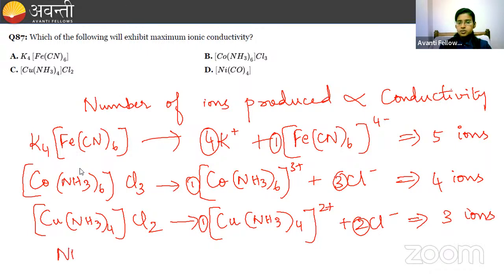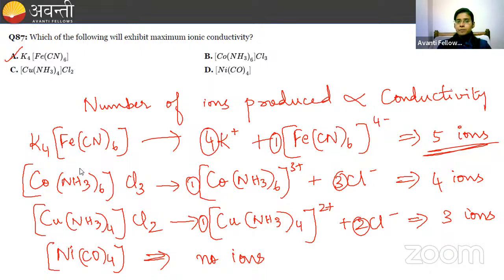Whereas in case of option D, nickel tetracarbonyl, there is no formation of any cation or anion, so no ions are produced. It is a neutral complex. So if you see the observation, option A has more number of ions, so it has the maximum ionic conductivity. So option A is the correct answer for this question.